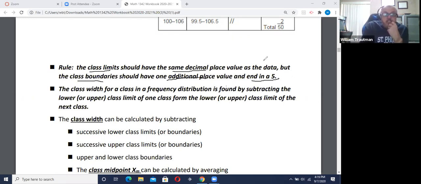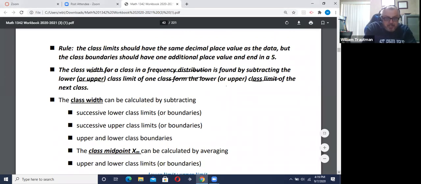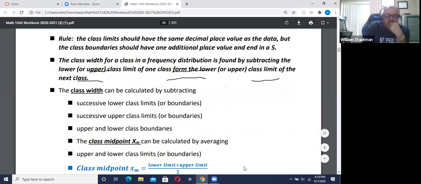Now, the class width, quite a few people miss this on the quiz and the test. They show you all these different ways of doing the class width. I would write down one and just understand it. So here's how to calculate the class width.